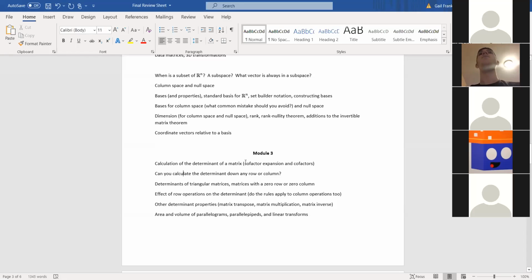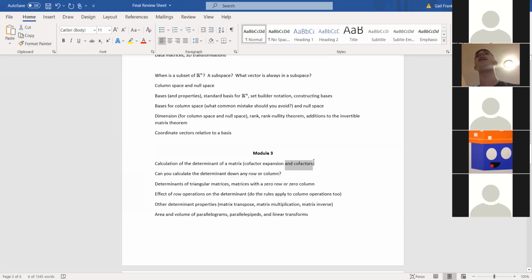All right. Module 3. Module 3 starts off with determinants. The determinant method is the one where you go down a row or column. I think all of you know the determinant formula. If not, you can review in your notes. But just know you can compute a determinant down any row or column. So if you have a column with lots of zeros, use that column to find your determinant because you have much less work to do.